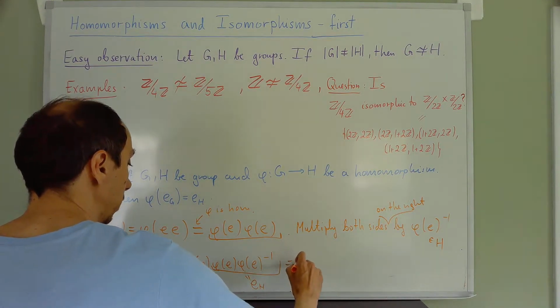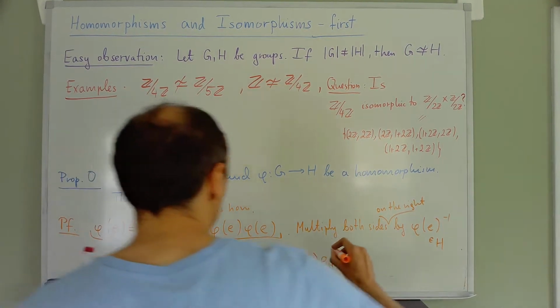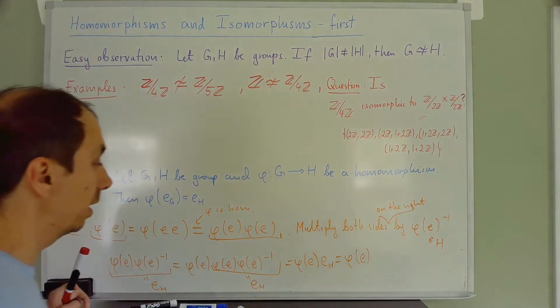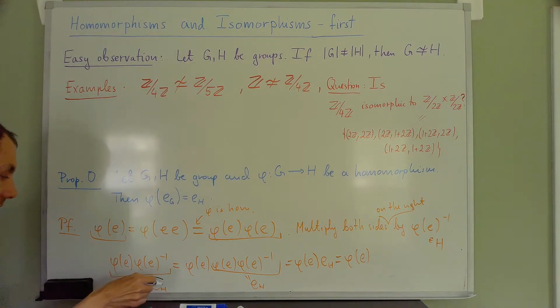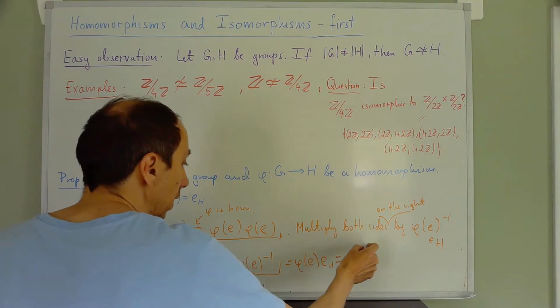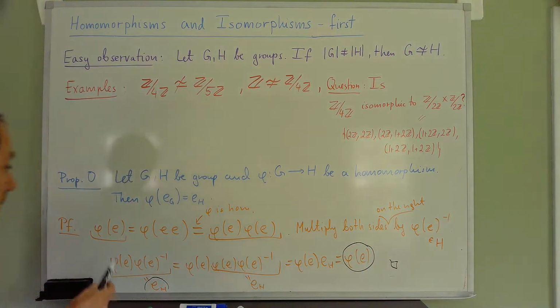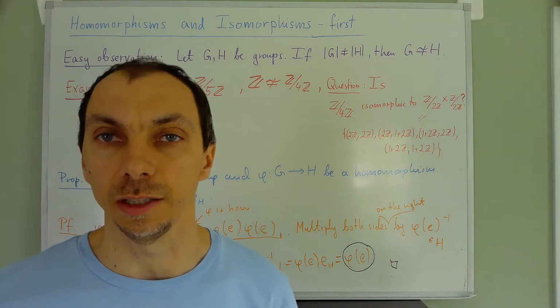So that means this is phi of e_H. But that's the same as phi of e, because identity times anything is that anything. So what do I have? I have that this identity here is equal to that, which is what we wanted. We wanted phi of e_G to be equal to e_H. So identity is always mapped to the identity under any homomorphism.